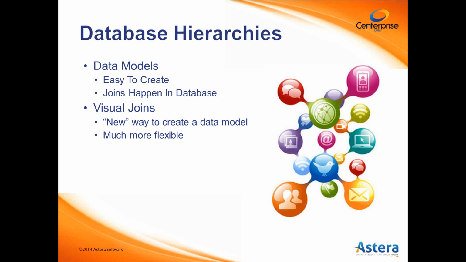The first one, the data model, is easy to create, and the joins happen in the database, and you can't do anything but join in the database. It'll just construct the various queries needed and do the joins in the database as needed. Then you have the new way to create a data model, which is basically to create another flow with a bunch of joins with those tables. It's a little bit more work than the original data model, but it's much more flexible, and I'll show you what we mean by that in the tool.